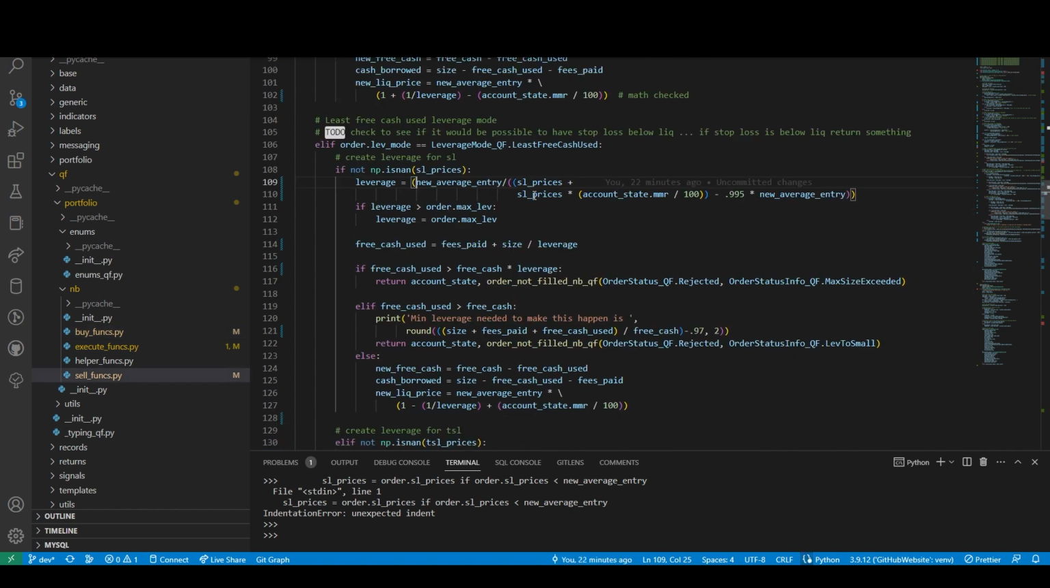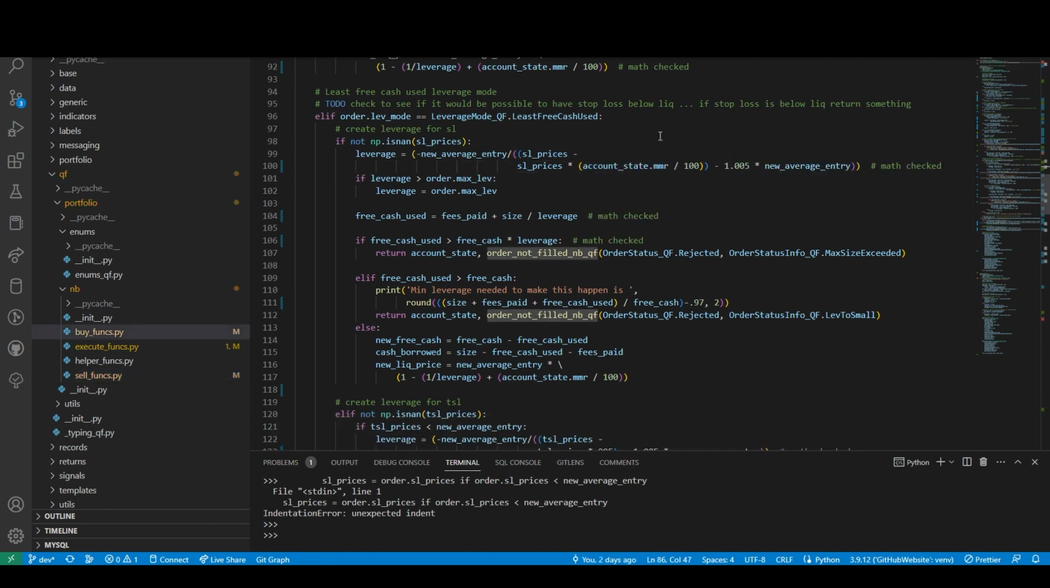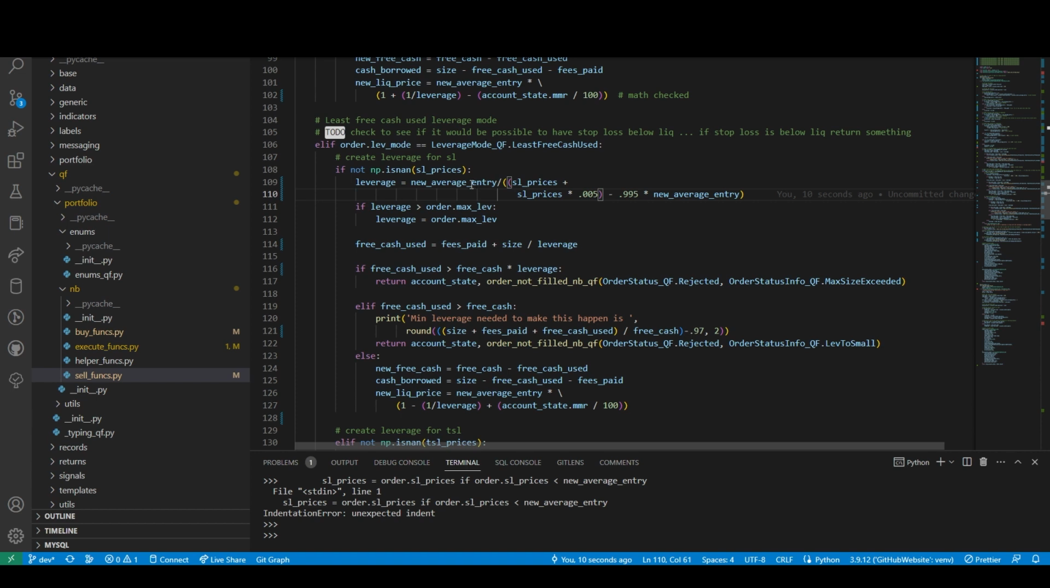Okay, so here we need to do, okay, so we got this divided by this. Wait, account MMR. Oh, that's why. Okay, I understand why I had that now. So 0.005 was just my own thing, so I got to change that back. I thought that was the account MMR. Okay, so this makes sense. So the cell is this plus this times this minus 995 times this. Okay, that works.